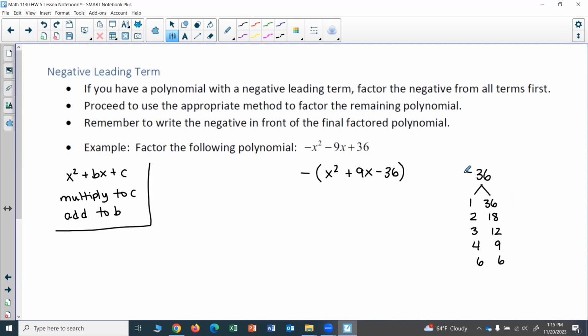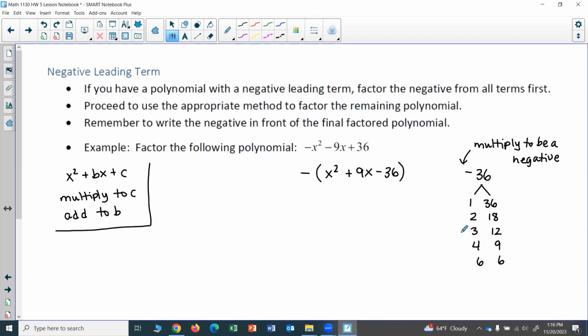And now, because I want them to multiply to be a negative, I have to have a positive and a negative number. So I'm actually really looking for two numbers whose difference is a positive 9.